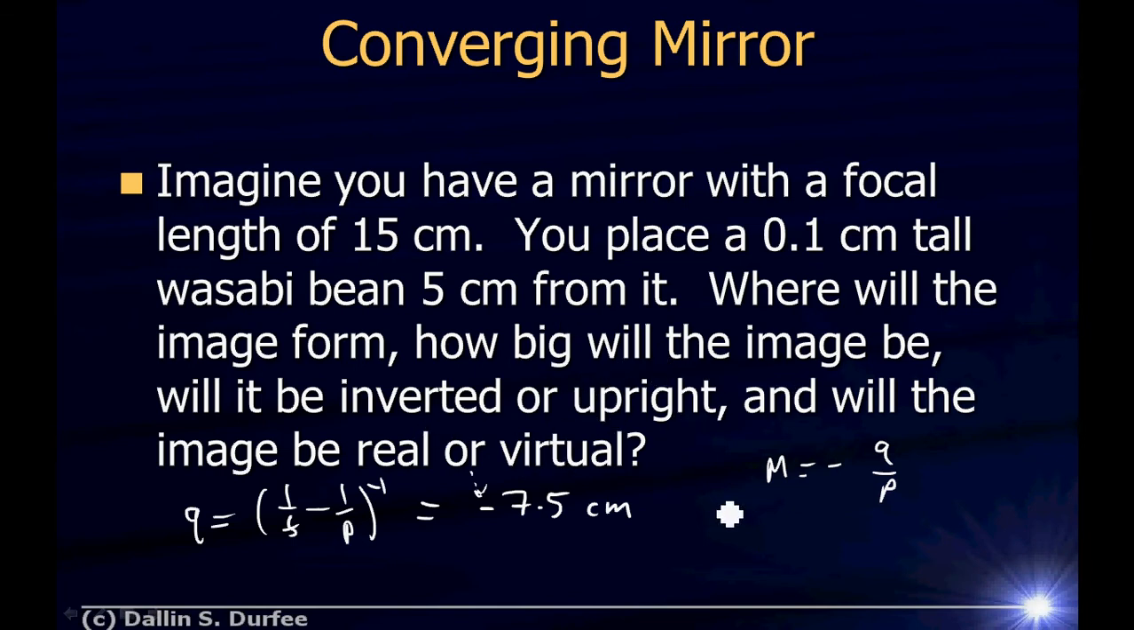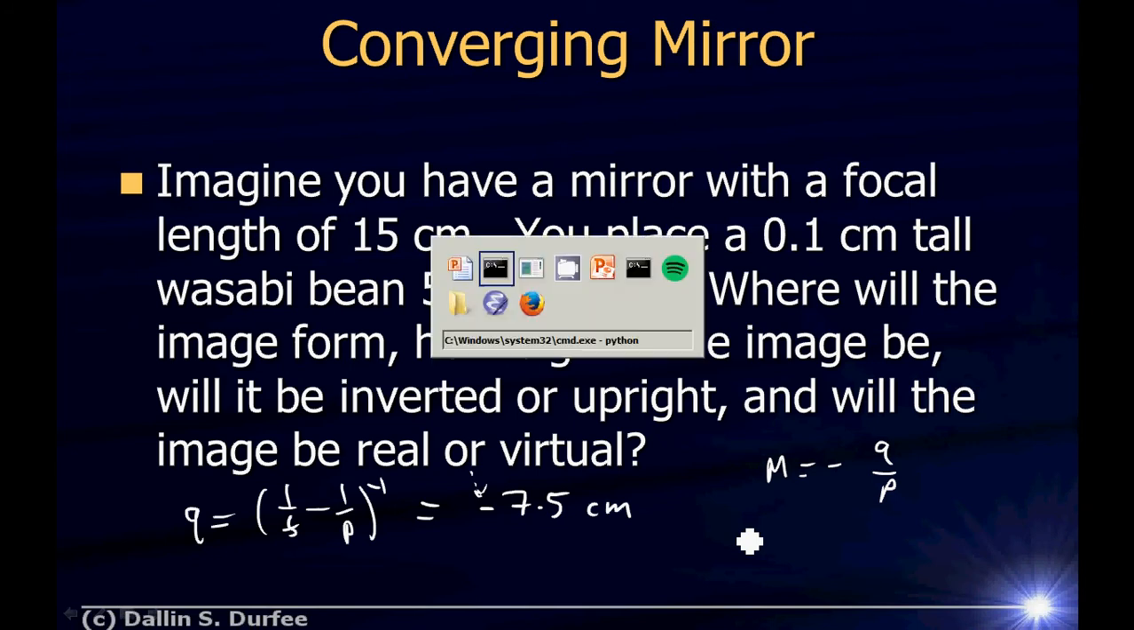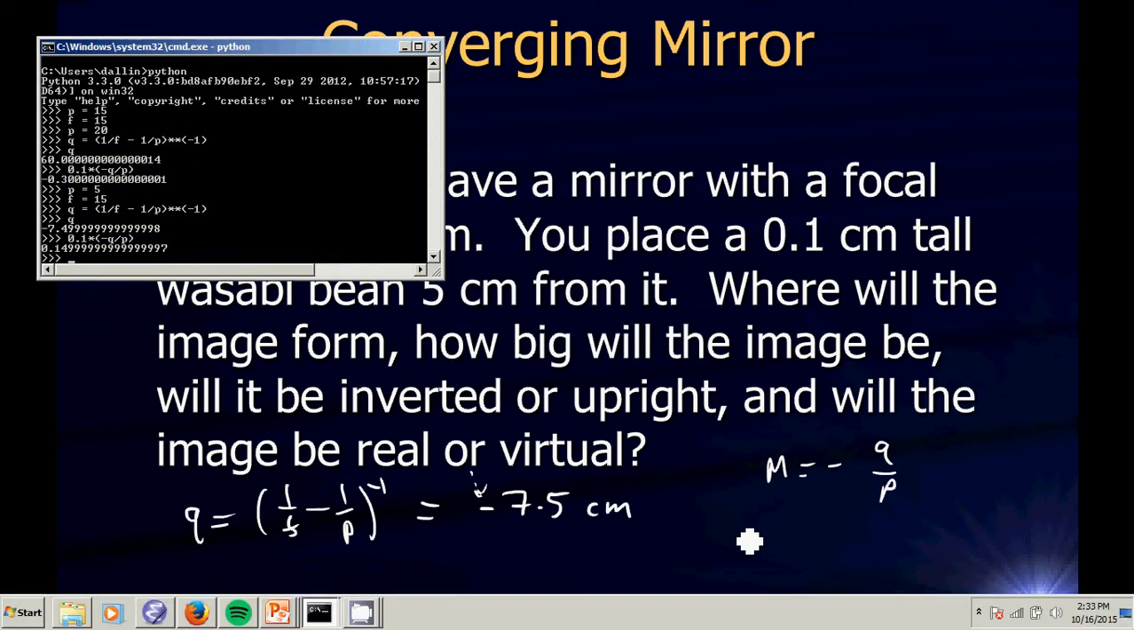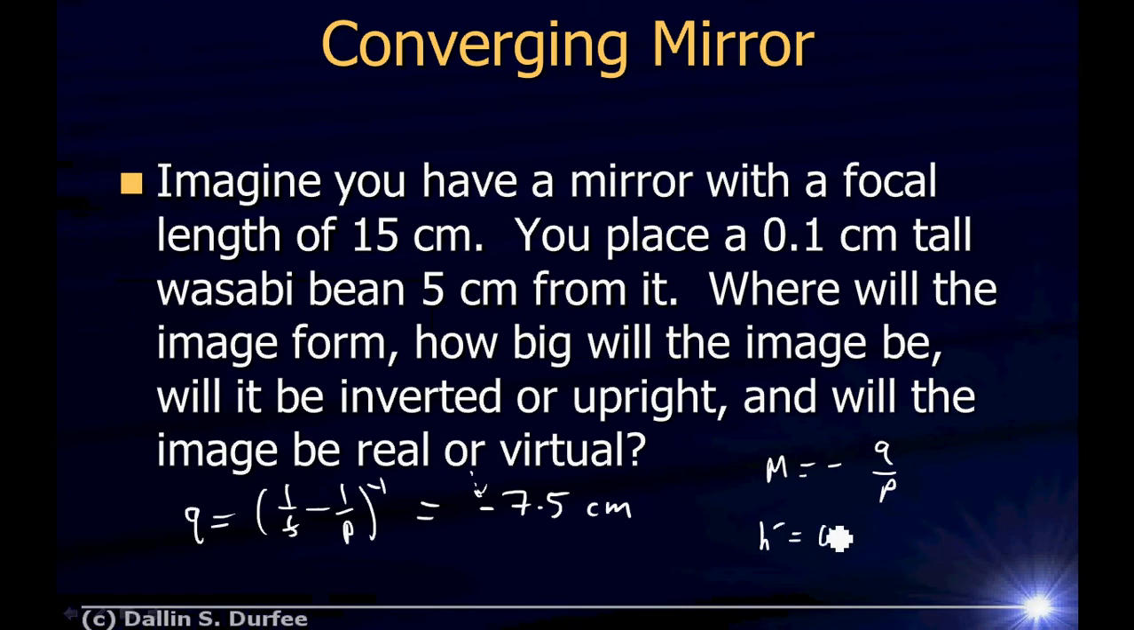How big will the image be? All right, well, we find that. We take 0.1 times negative Q divided by P. It will be 1.5. So H prime will be 0.15. All right, now let's see if we can get those same answers by drawing.